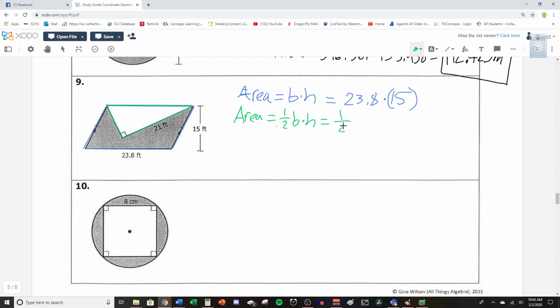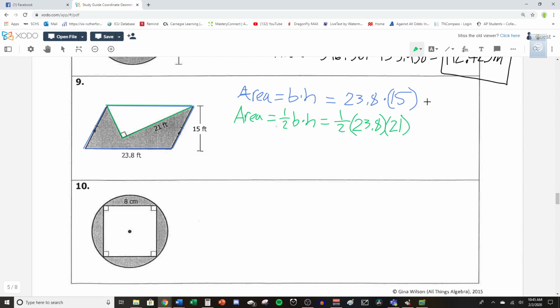So 1/2 times the base of this triangle, well, that's this length here. This is actually the base. The base always has the height intersecting with it. This 21 is going to be our height because it's the altitude. It has the right angle. And this is going to be the base. So 23.8 times the height of 21.